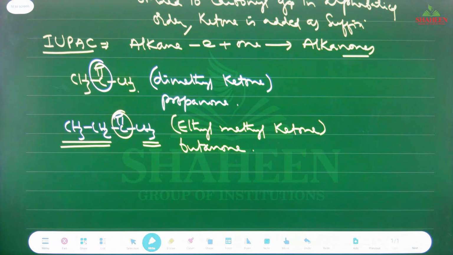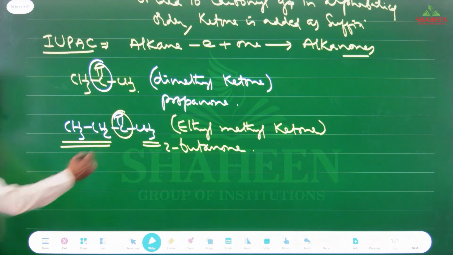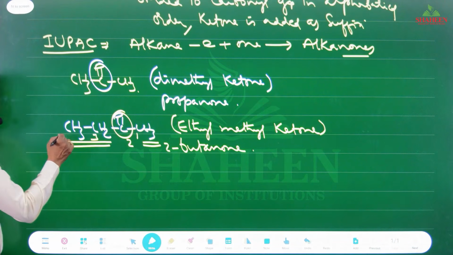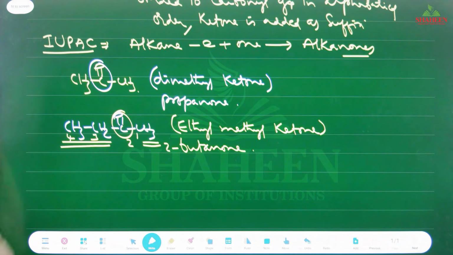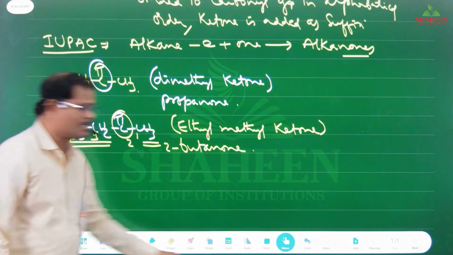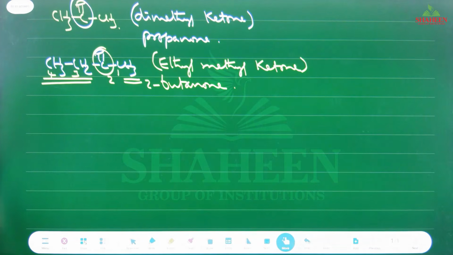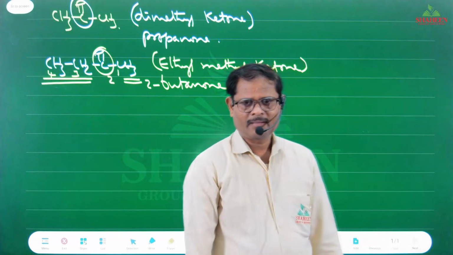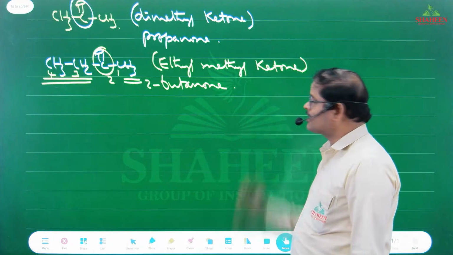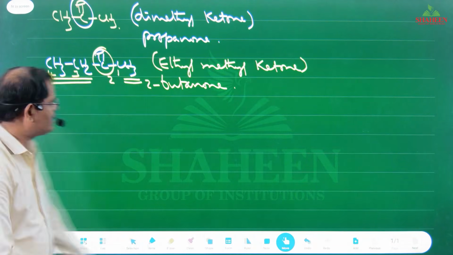We can also use the position. At the second carbon atom we have the keto group, that is why 2-butanone. In the case of aldehydes, the first carbon always contains the aldehyde functional group. For a terminal functional group, there is no need to mention the position. But in the case of non-terminal functional groups, we need to mention the position in their IUPAC name.